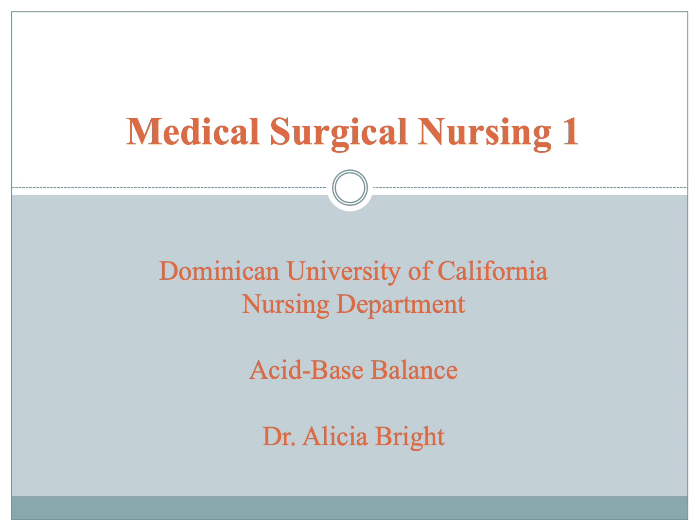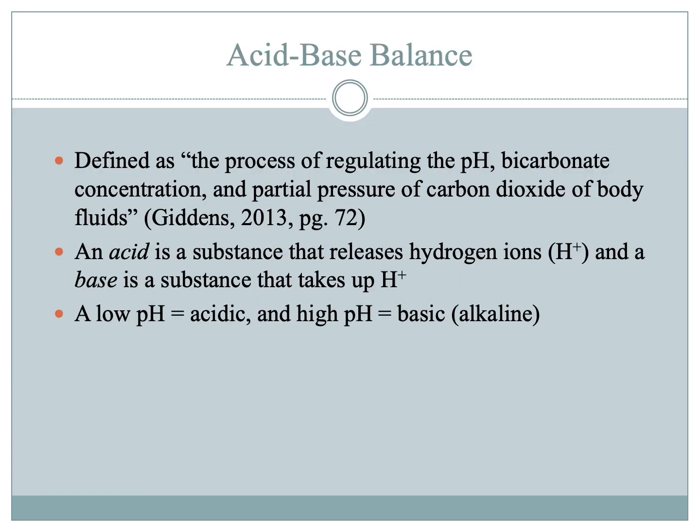I'm going to be talking about acid-base balance. This is a basic introduction. So acid-base balance, this is out of Giddens. This is defined as the process of regulating the pH, bicarbonate concentration, and partial pressure of carbon dioxide of body fluids. So basically, an acid is a substance that releases hydrogen ions, and a base is a substance that takes up hydrogen ions. Pretty simple math here. Low pH means you're acidic, and a high pH is basic. This goes back to your basic chemistry classes.